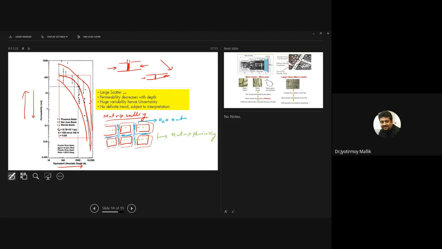So what happens in matrix shrinkage? The swelled cleat boundaries will again go back. So in the next phase, I will observe that my boundaries are again going back. The matrix again shrinks, so I will create more space in the cleat, and my permeability will again be enhanced. So hence I will observe a pattern of permeability like this, where it initially decreases and then it increases.